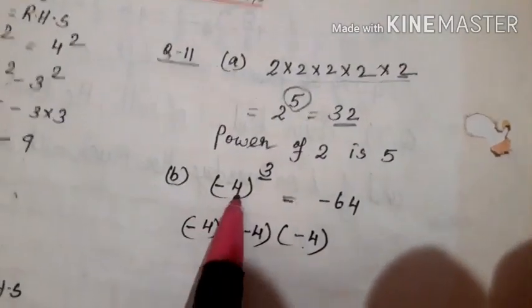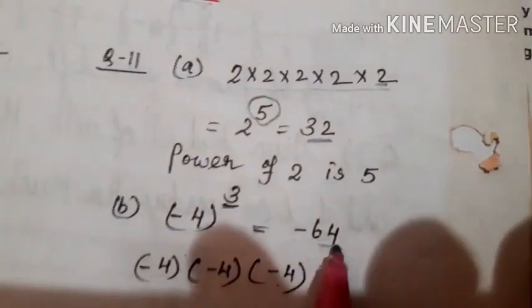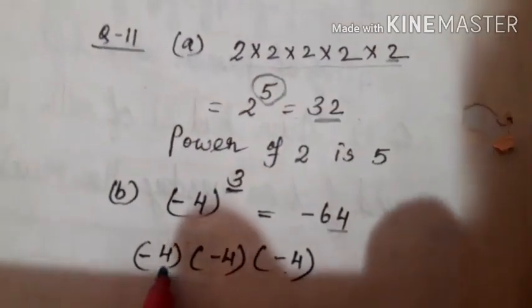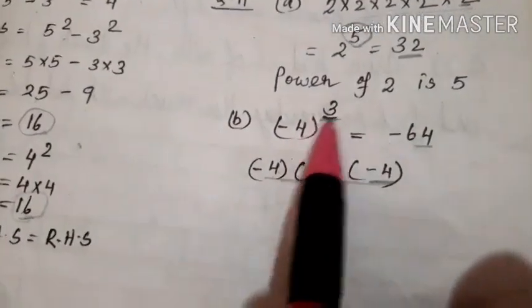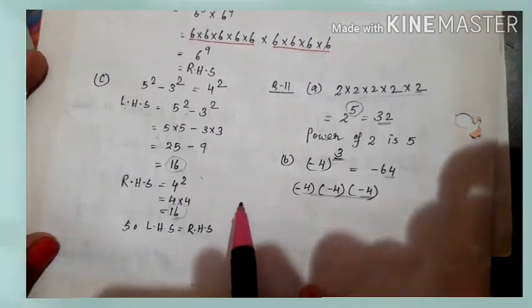Then minus 4 to the power dash is equal to minus 64. See, minus 4, 4 times 4 is 16, 4 times 16 is 64. How many times is it multiplied here? 3 times. You have to write here 3. Okay. Move to the brain teaser.